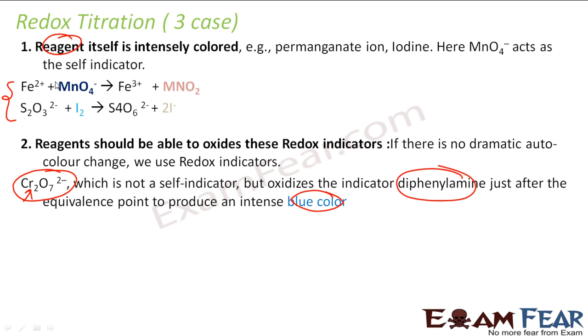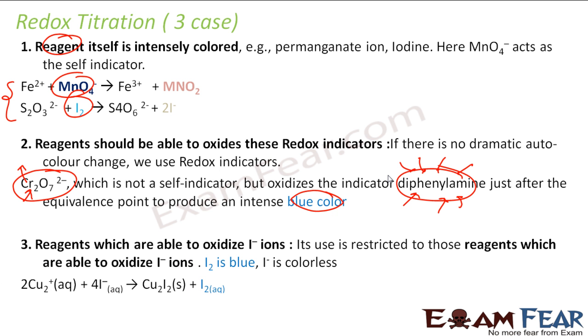So please note, in this case, the reagent itself doesn't change color. Here the reagent is Cr2O7 2-. It doesn't change color, but it can change the color of the indicators the moment they are reduced or oxidized, right? So that is also helpful to us, right?